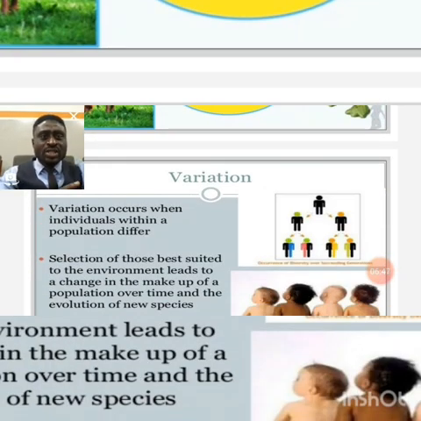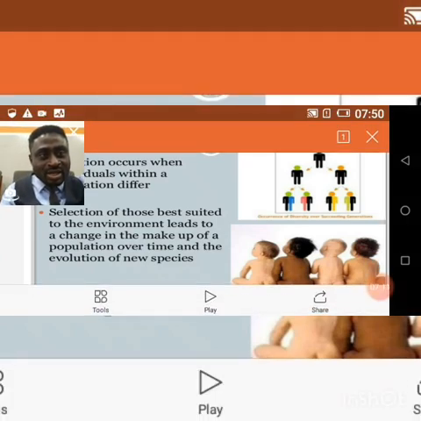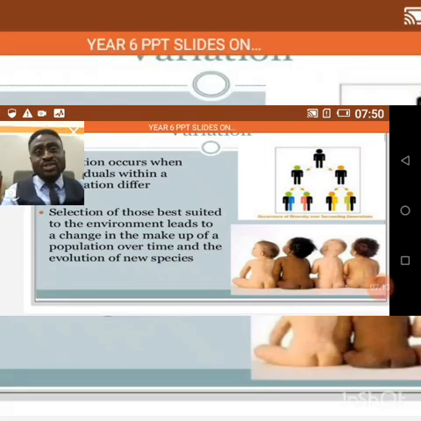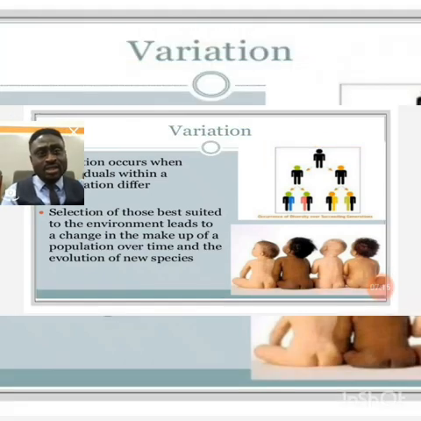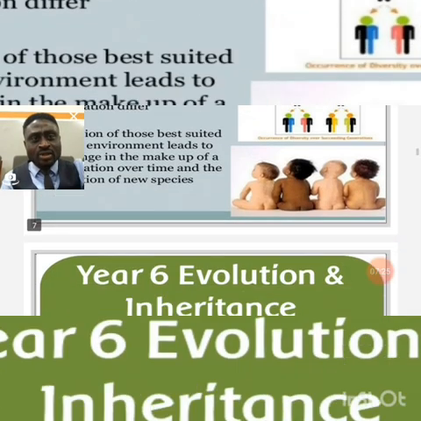Now, variation occurs when individuals within a population differ. If you look at this picture, you will see children sitting and facing backwards. If you look at them critically, you see that the skin color varies, as they are not of the same color. You have the yellow coloration, the black, and the white. So we have the white race, the black race, and the yellow race across the globe. That is a means of variation, and it differentiates one population or country from the other by the looks.